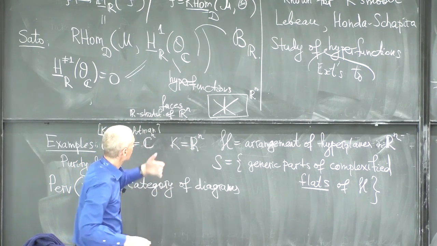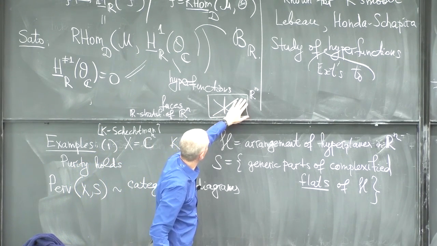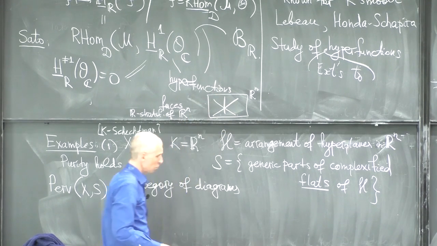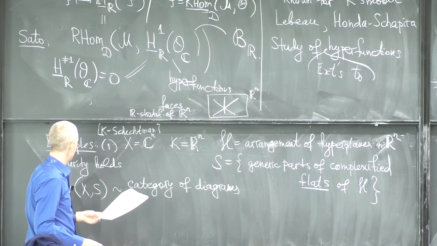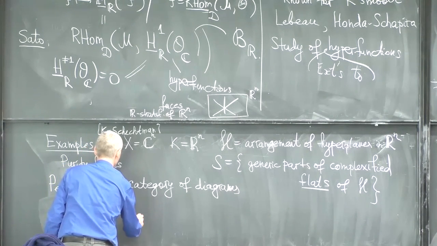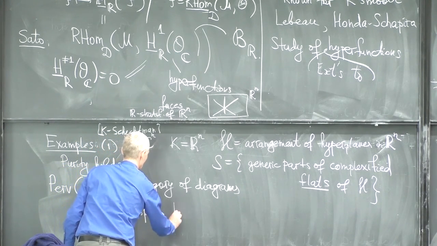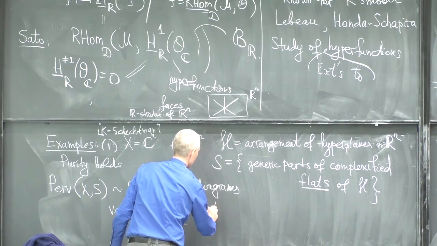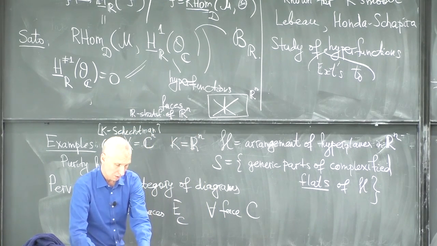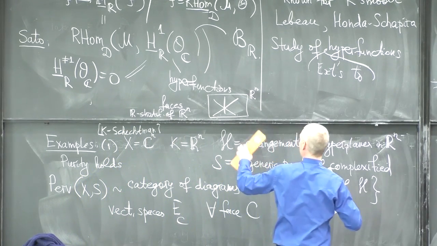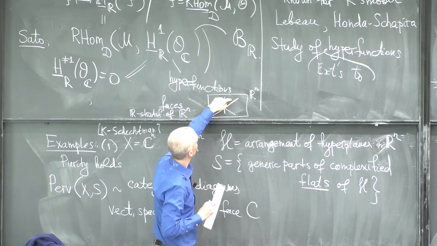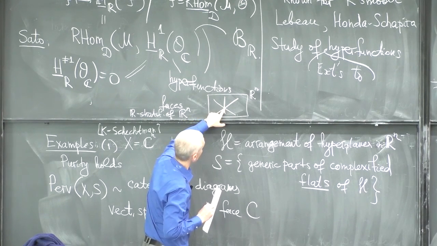So there are many faces. So in particular, even the open stratum, the open part, so to say, the complement of the hyperplanes, is the union of many faces. So the diagrams will consist of vector spaces E_C for any face C. Moreover, then when there is an inclusion of, so in particular, there will be a vector space for this one, a vector space for this half line, for this chamber, and the vector space for zero here.